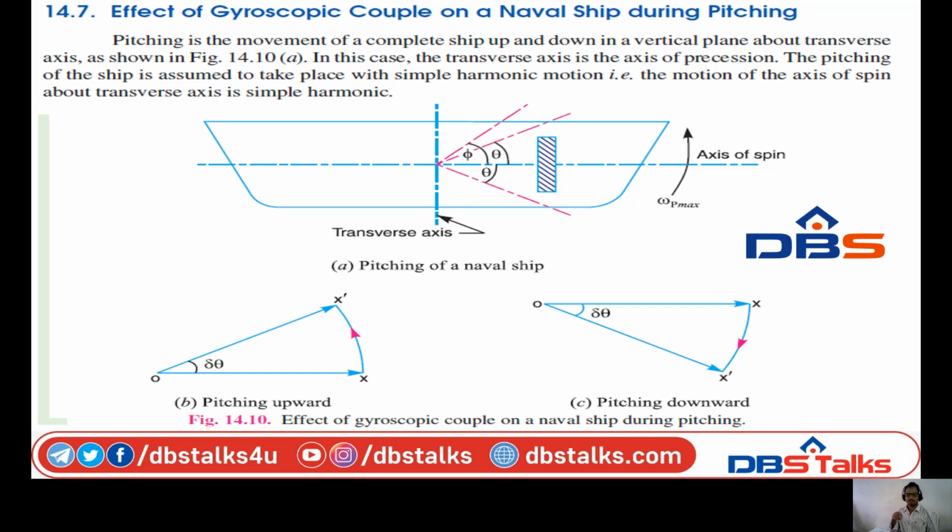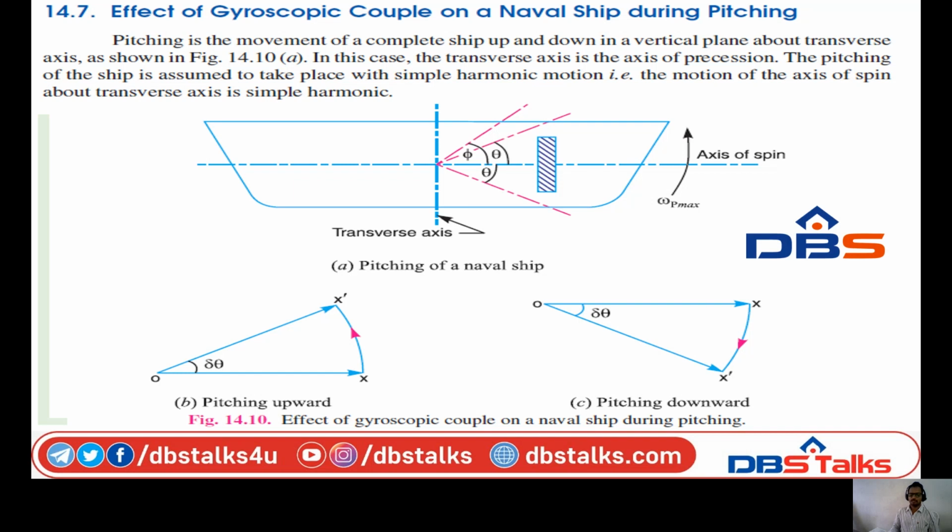So in this case the transverse axis is the axis of precession. The pitching of the ship is assumed to take place with simple harmonic motion, that is, the motion of the axis of the spin about the transverse axis is a simple harmonic motion. That is the condition, that's why we are taking it as simple harmonic motion, SHM.